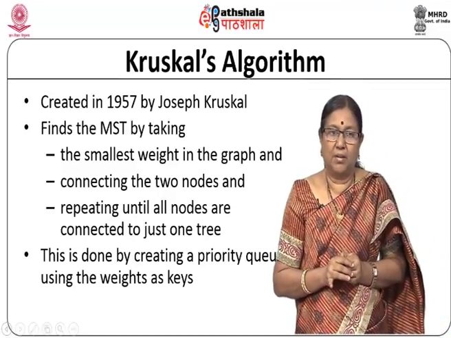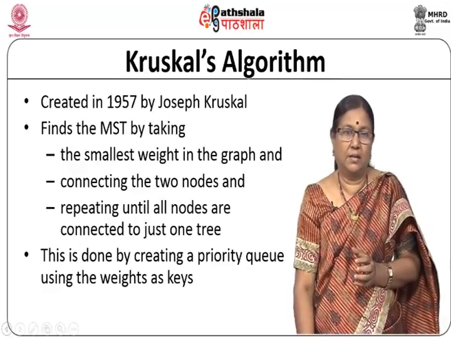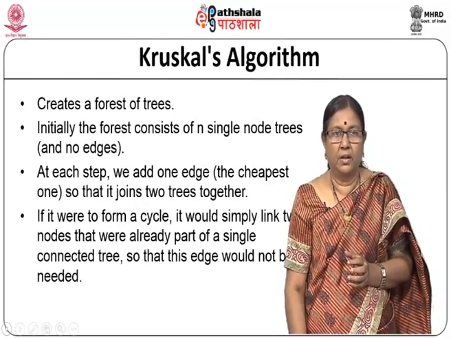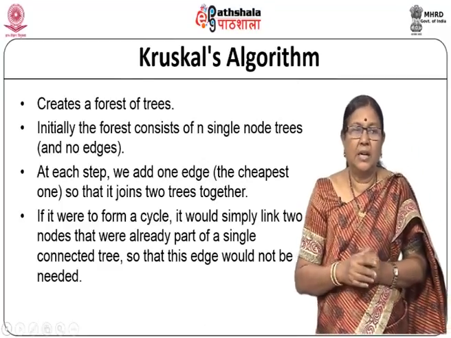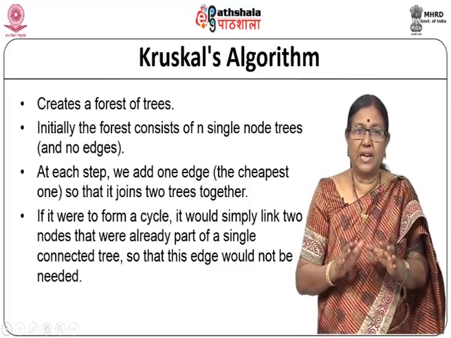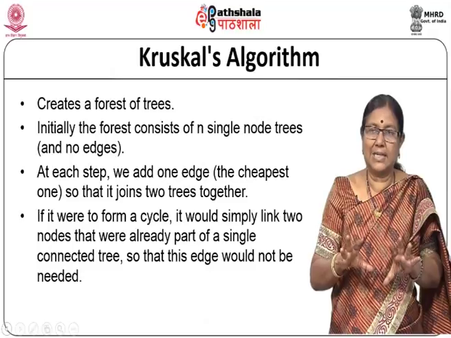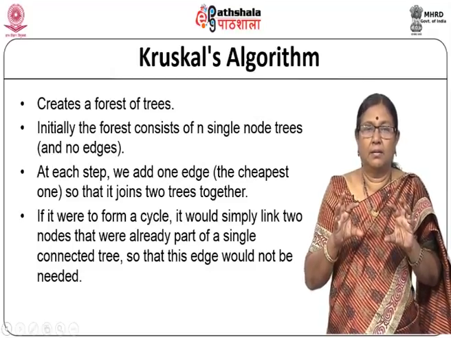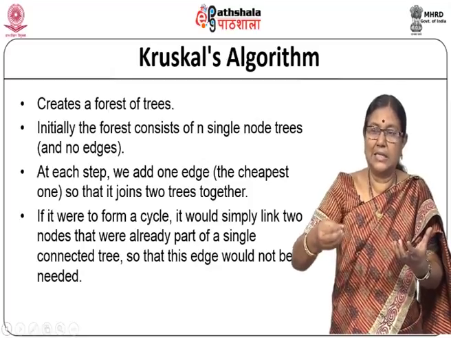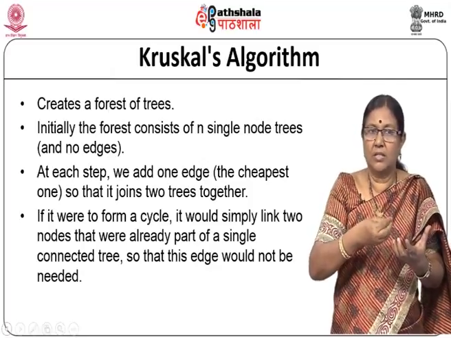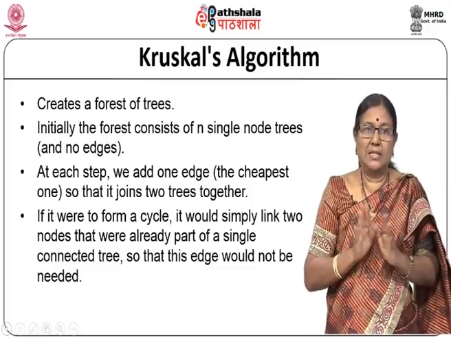We normally create a priority queue using weights as keys, and obviously the least weight should be in the front of the queue. So, Kruskal's algorithm basically creates a forest of trees. Initially, the forest consists of n single node trees and no edges. The forest of trees is nothing but all the vertices of the graph as single node trees with no edges. That is the initial starting point.